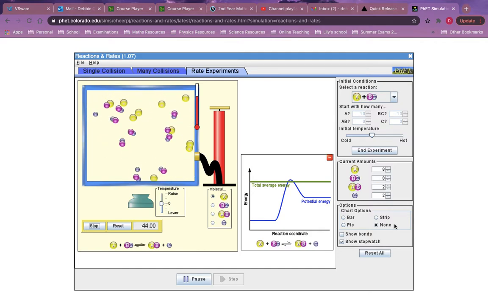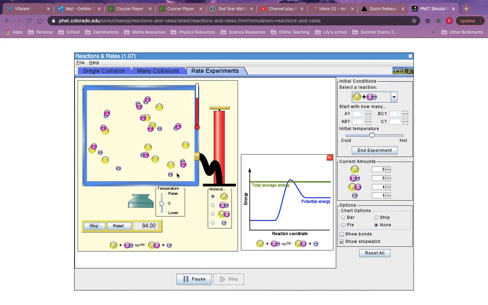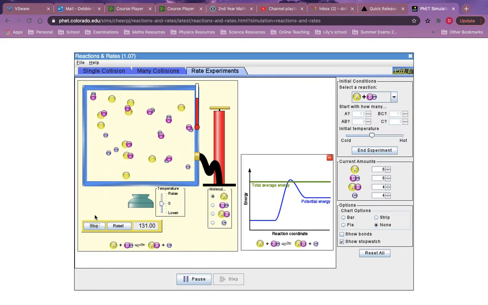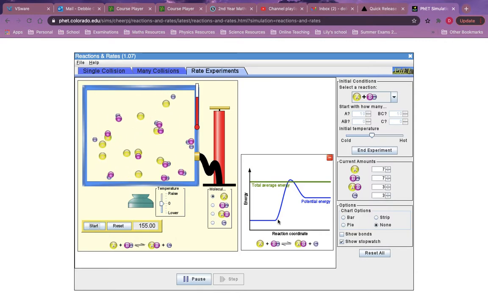Still colliding all over the place. And look, already I have products being formed. Because I gave them that heat, they move with more energy, so there are more effective collisions taking place. Oh, I actually stopped it at the exact same time.